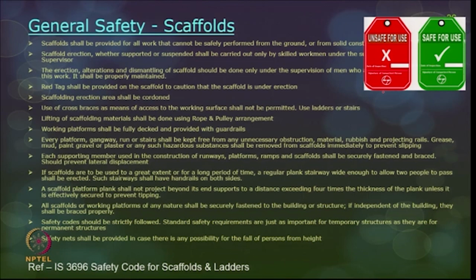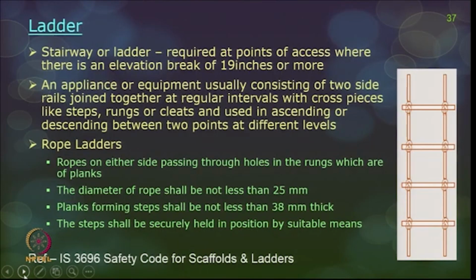And all scaffolds or working platforms of any nature should be securely fastened to the building or structure, and if they are independently standing away from the building, then there should be adequate supports to prevent tipping of the scaffold. And all scaffolds or working platforms should be fastened, and there should be cross braces to prevent the collapse of the scaffolds. Safety codes should be strictly followed on all these temporary structures, because these temporary structures are going to be supporting the permanent structure later on. So all safety precautions should be properly followed. Safety nets should also be provided to prevent fall of persons from height if there is a possibility of fall from height.